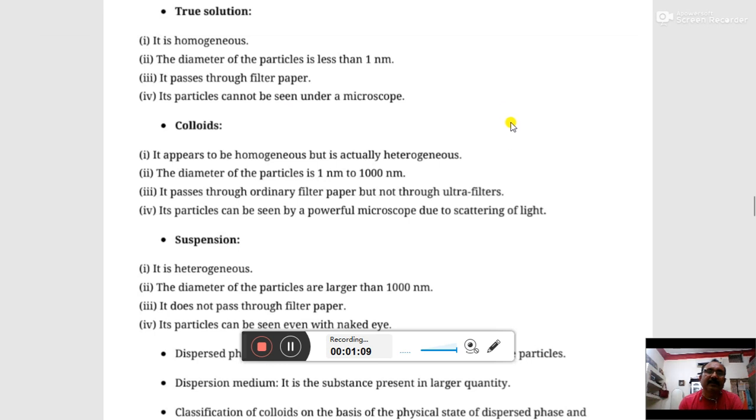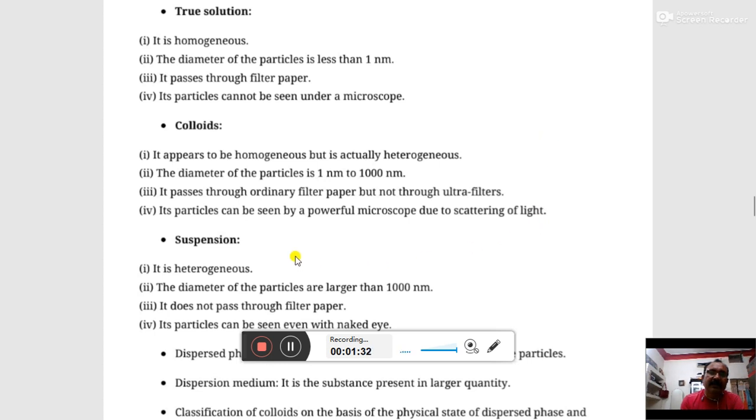Just like we have one example. Suppose we take water and add some amount of salt or sugar, then we cannot see the salt solution or the sugar solution. If we filter the solution, it can be easily filtered. That type of solution is called a true solution.